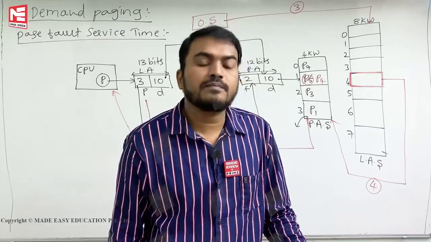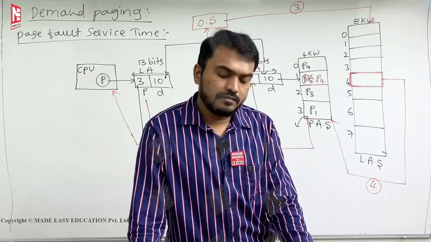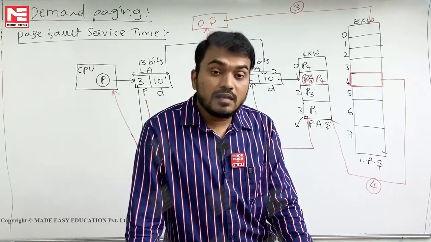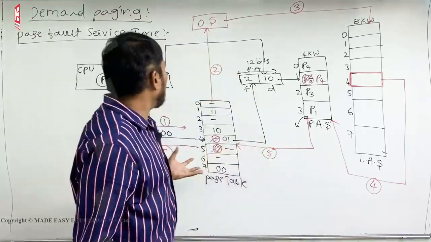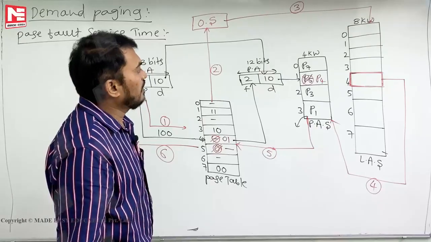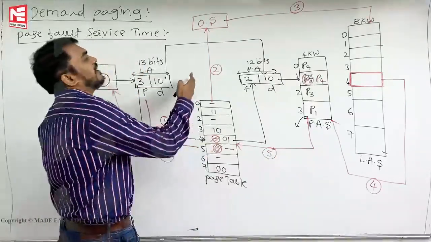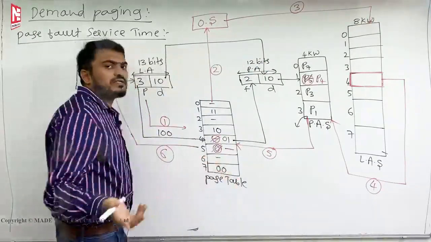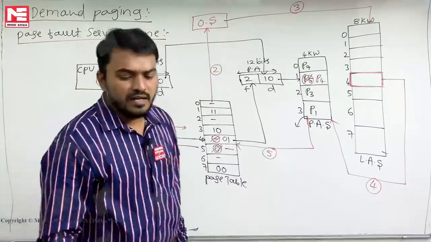The page fault service time includes the time to perform all the above 6 steps. Above 6 steps means these steps, 1, 2, 3, 4 up to 6 steps, right? The time taken for all of these is called the page fault service time. Okay, right? Understand here.